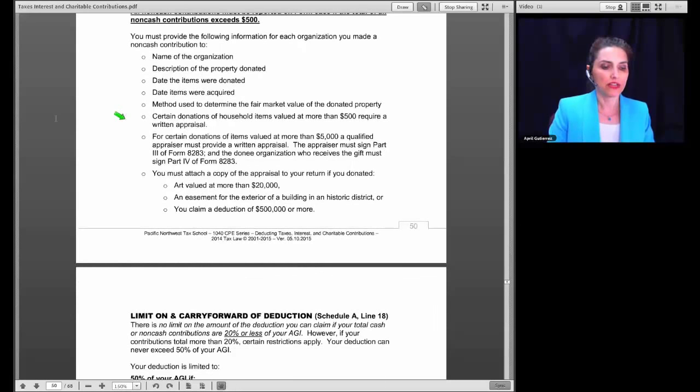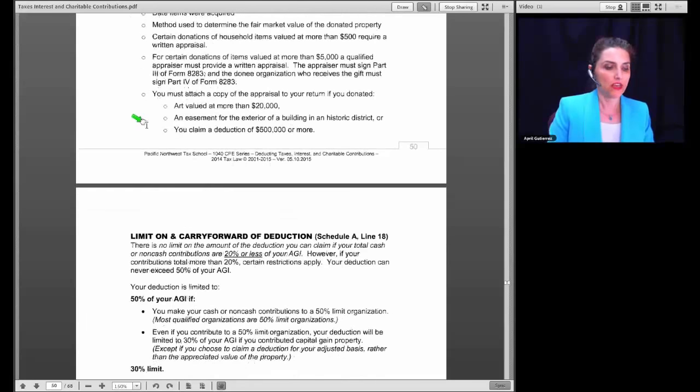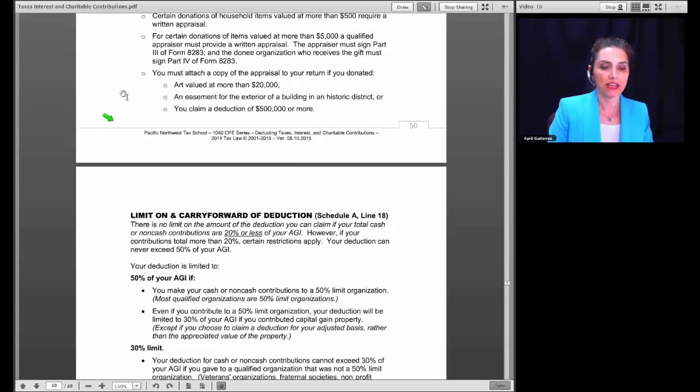Certain donations of household items valued at more than $500 require a written appraisal. For certain donations of items valued at more than $5,000, a qualified appraiser must also provide a written appraisal. The appraiser must sign Part 3 of Form 8283, and the donee organization who receives the gift must also sign Part 4 of Form 8283. You must attach a copy of the appraisal to your return if you donated art valued at more than $20,000, an easement for the exterior of a building in a historic district, or you claim a deduction of $500,000 or more. Let's look now at the limits and carry forward of a deduction.